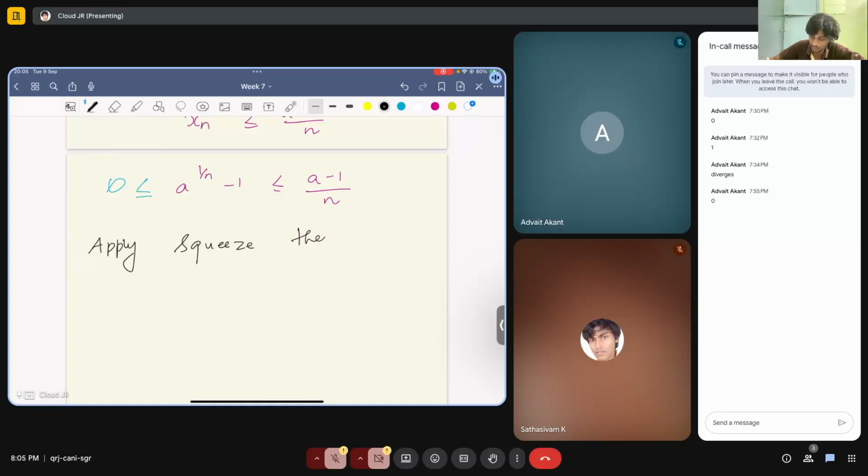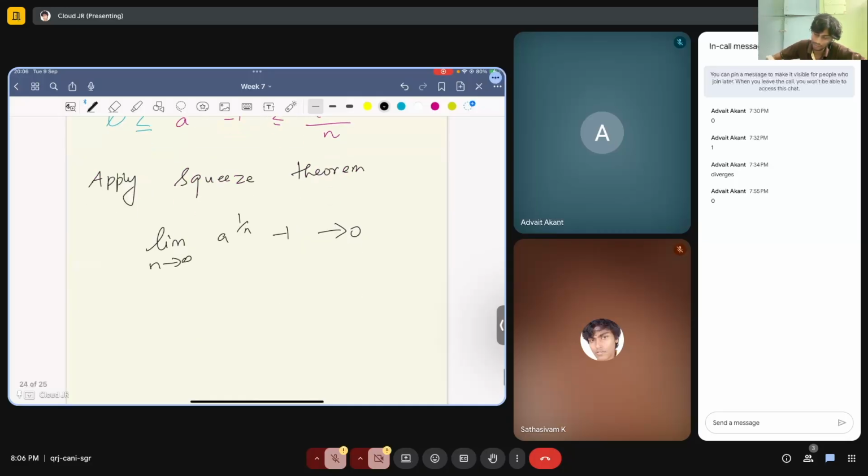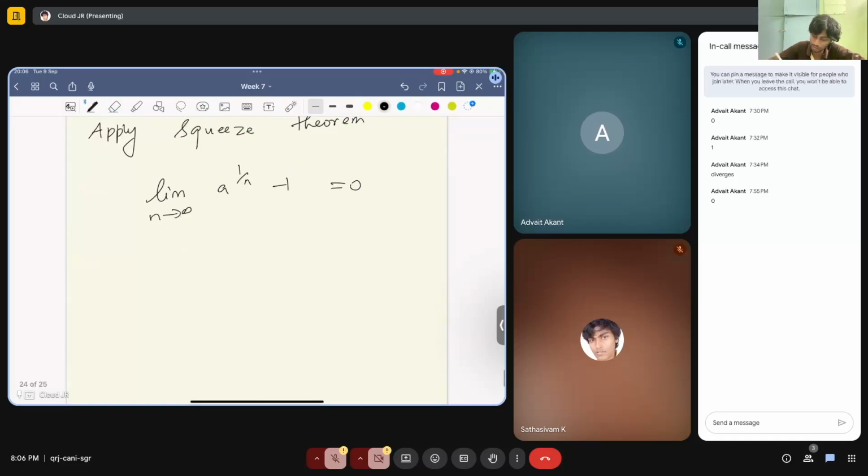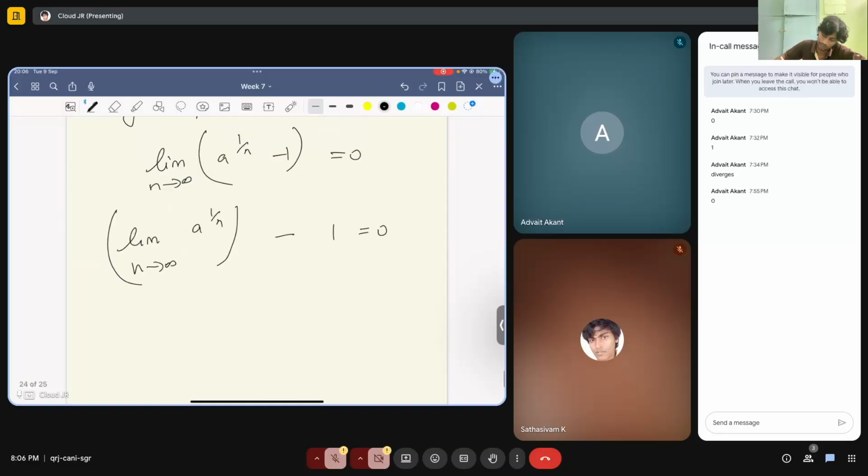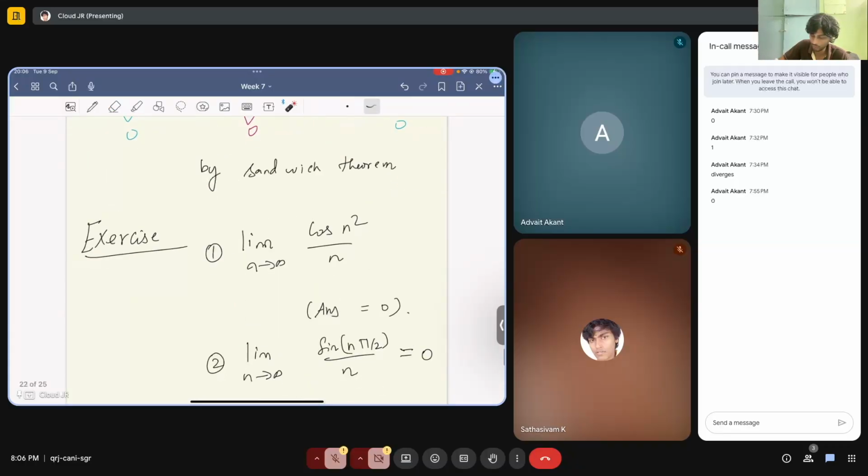By the squeeze theorem, if you apply it, you can see this term goes to 0, this term goes to 0. So that means the limit as n tends to infinity of a to the power 1 by n minus 1 goes to 0, right? I mean, this is equal to 0. But now you just use the algebra of limits, and you will obtain that the limit as n tends to infinity of a to the power 1 by n minus 1 is equal to 0. So that gives you whatever you want, right? Take the 1 to the other side, and what you get is exactly what you want to prove.